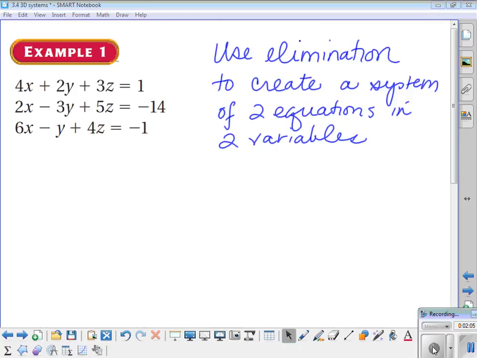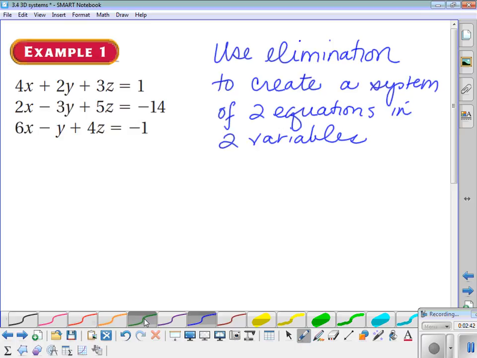Okay, so I'm going to do an example for you. We have 4x plus 2y plus 3z is equal to 1. 2x minus 3y plus 5z is equal to negative 14. And 6x minus y plus 4z is equal to negative 1. What we're going to do is we're going to use elimination, and we're going to create a system of 2 equations and 2 variables. So we're going to choose one of these variables to eliminate. So I think I'm going to get rid of some x's and then have 2 equations with y and z.